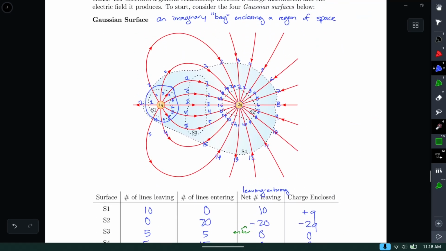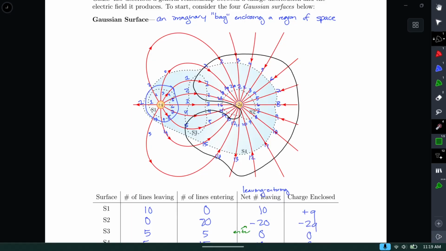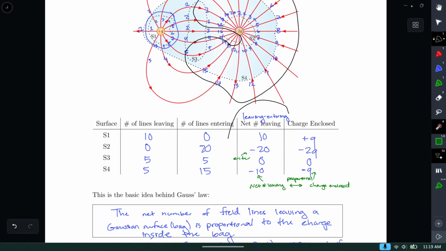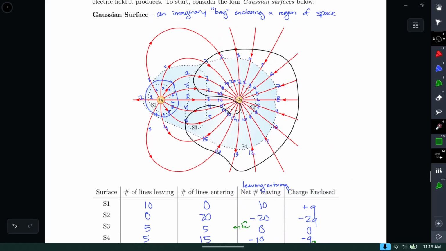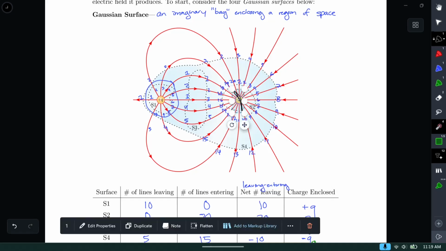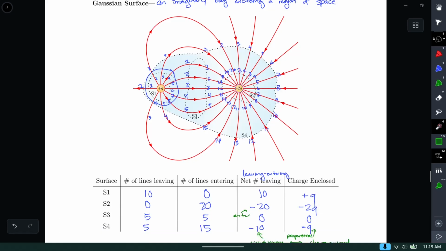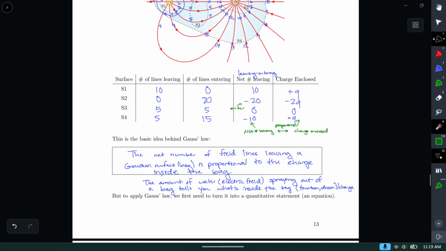If you want to practice this more, I would recommend drawing a new bag. It can be whatever you want, any wild shape, and still do this counting procedure and see that no matter what you do, the net number of field lines leaving that bag is always proportional to the charge inside the bag that you drew. It's surprising the first few times you do it because you're going to try and find a bag where it doesn't work, but you can't, unless you do something a little bit squirrely where you're only half enclosing the charge. But you can't do that because then the charge isn't inside the bag. So only bags that are actually enclosing charge, but then this does work.